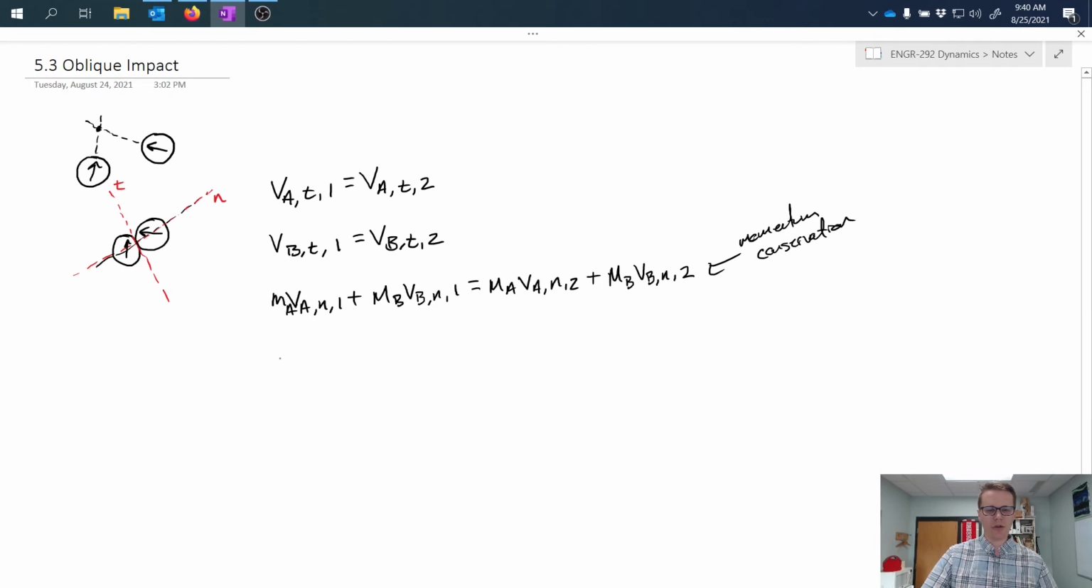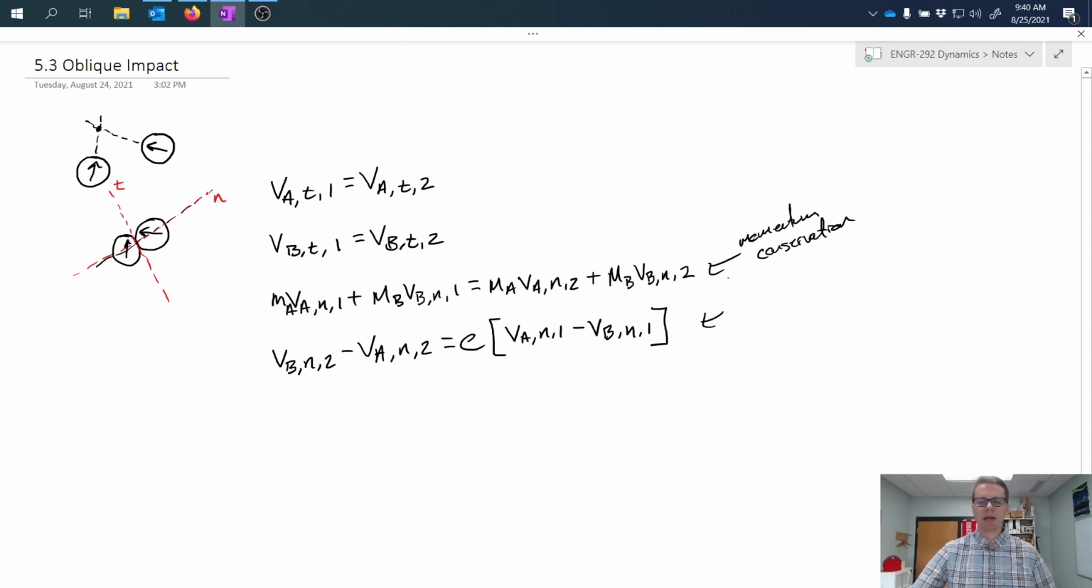So I'm going to write another equation taking that into account, and that is rearranging from what we saw before a little bit, to get an equation that looks like this, and making the note that this is coming from the coefficient of restitution.